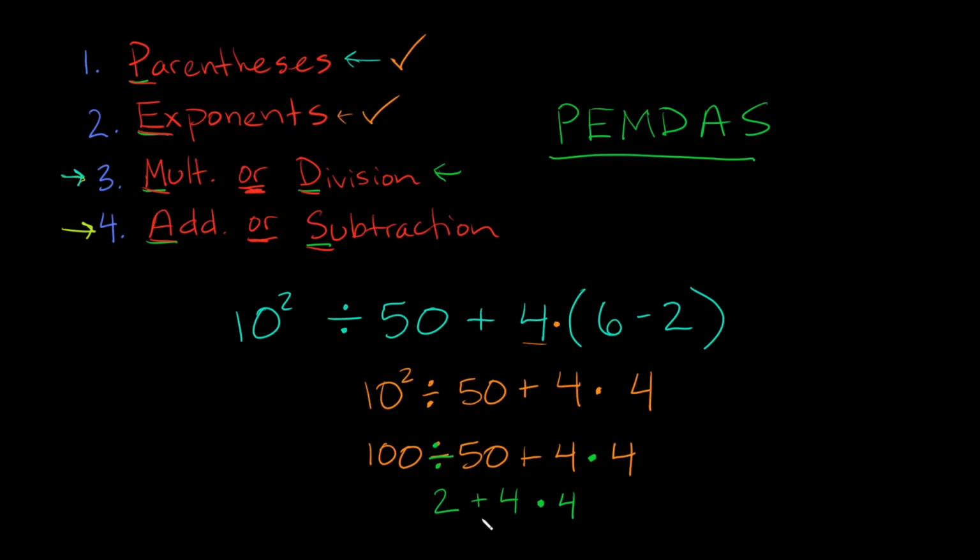Okay, now I'm down to addition and multiplication, right? So which one do I do first? Well, I would do the multiplication first, right? Because multiplication comes before addition, right? Addition and subtraction always come last. All right, so let's do the multiplication. We have 4 times 4, which is simply 16. And then we have this 2 plus right here, right? So we have 2 plus 16, which is equal to 18.